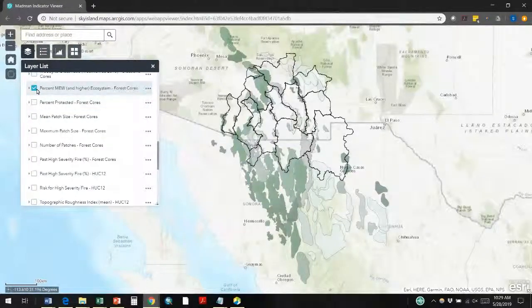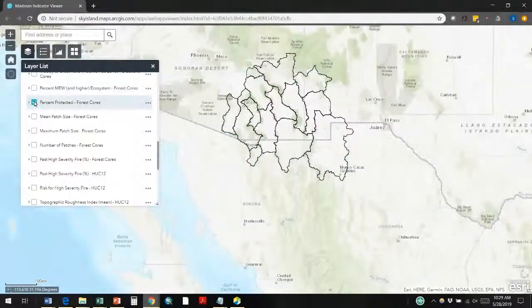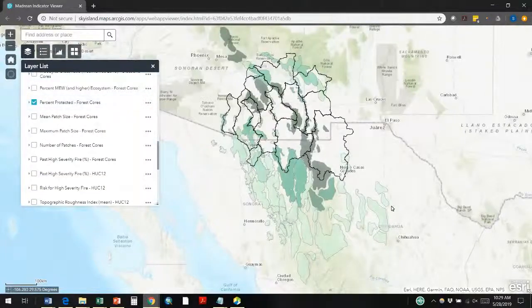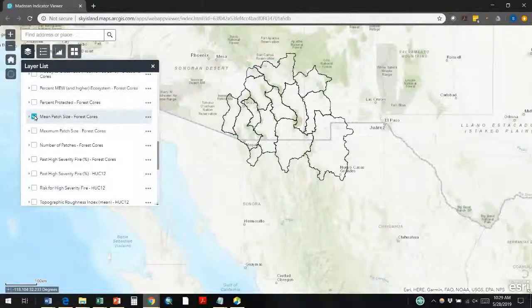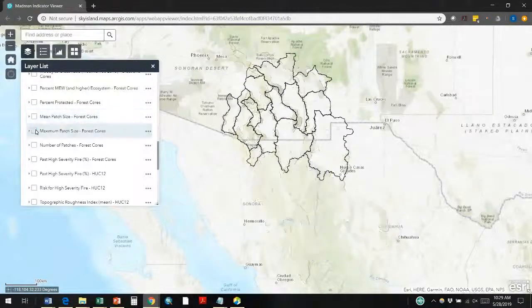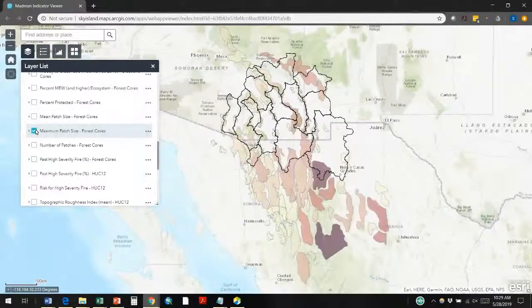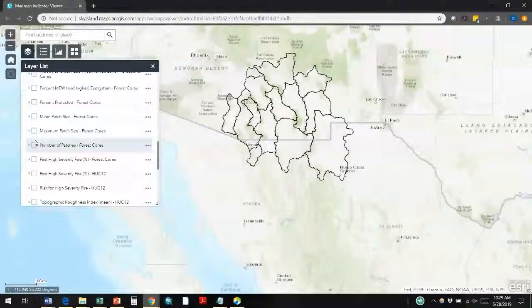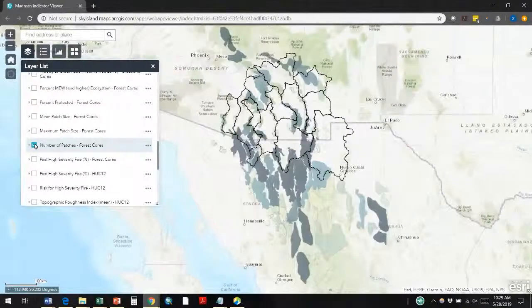And then we have percent protected, like we have with the other scales. And we have the patch fragmentation indices. So here's the mean patch size for Madrean evergreen woodland within those forest cores, the maximum patch size. You can see it gets really high down here when you're starting to get to the Sierra Madre. And then the number of patches also.